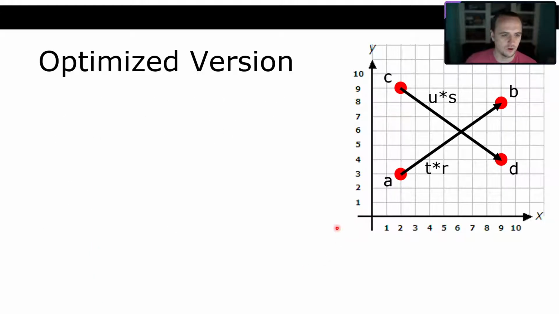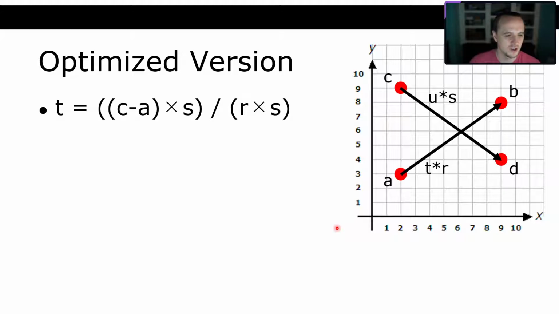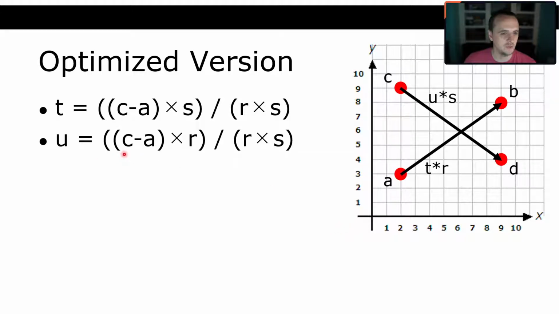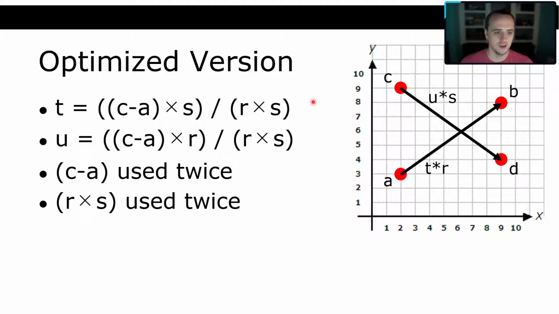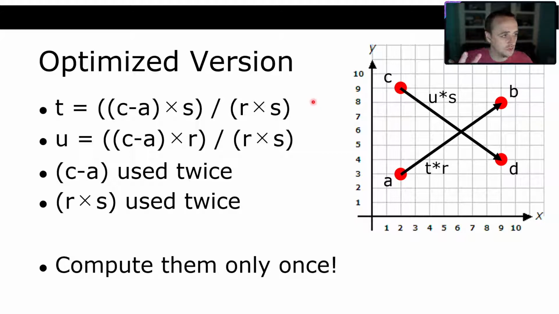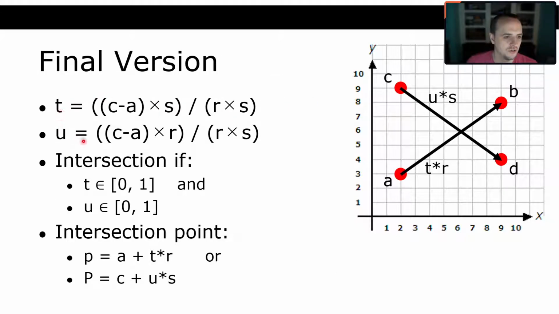And what does that do for us? Well, this is a slightly optimized version because we have t equal to ((C − A) × S) divided by (R × S), and we have u equal to ((C − A) × R) divided by (R × S). So we have C − A computed twice, and we have R × S computed twice. This means we can just compute them once and store the values if we want to. So we're eliminating a lot of this computation. And so here are the two formulas that we end up with.